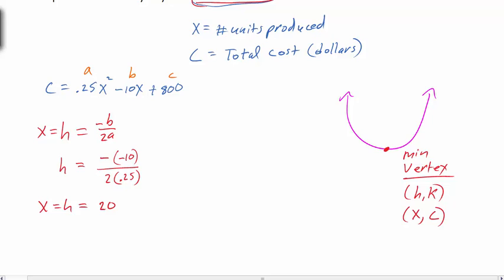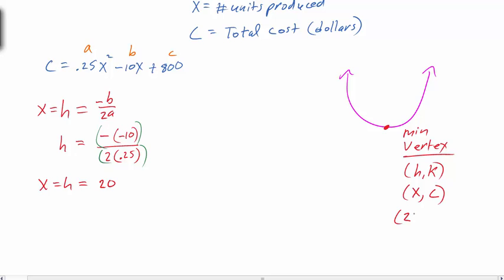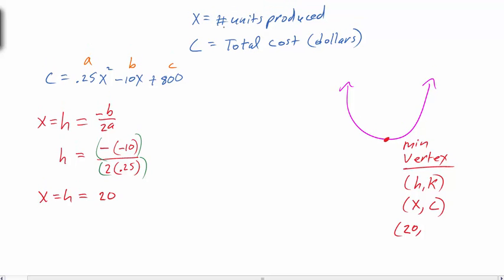Now, once again, keep in mind when you do this, make sure that you put the entire numerator in parentheses and the entire denominator in parentheses. So now we came up with an answer of 20. So over here, this is representing our H, or the X value, is 20. And again, what does that represent? X is representing up here the number of units produced.